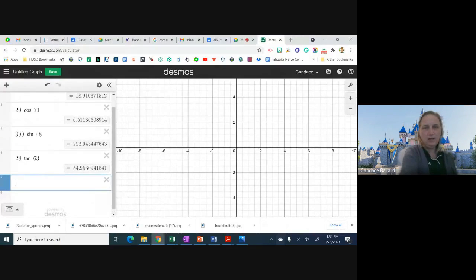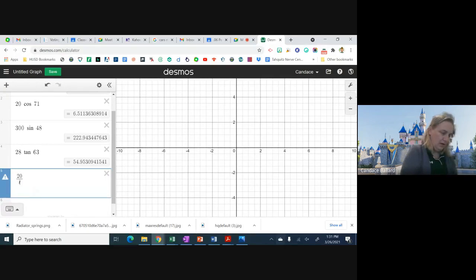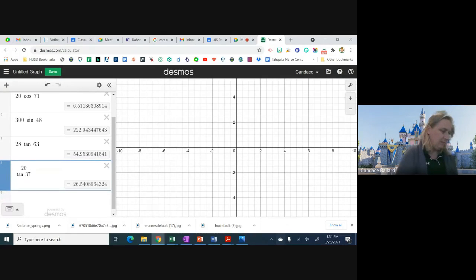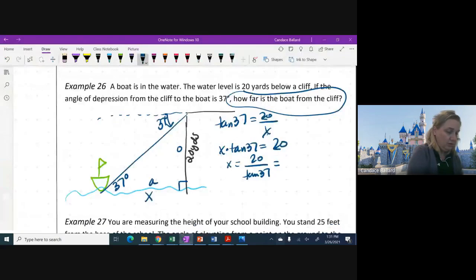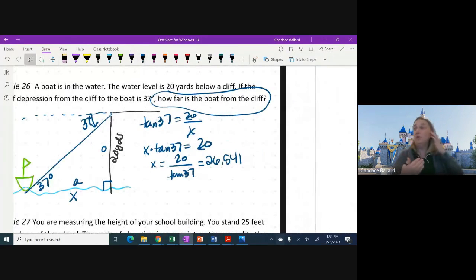So it is the 20 divided by tangent of 37. So 26.541, right? Because there's an 8 there. So 26.541. Now, I want to show you something else that you could have done.